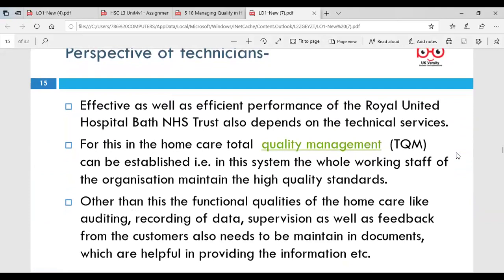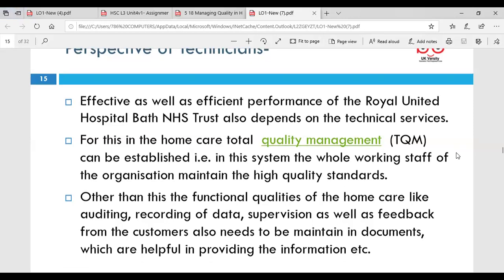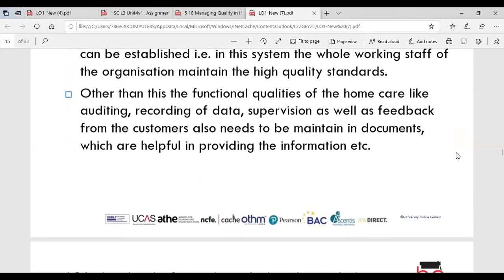Perspective of technicians. There should be effective performance of the Royal United Bath NHS Trust. It depends on technical services. There's a term called total quality management, which is called TQM. This is a system where the whole working staff of the organization maintain their basic objective, which is to maintain high quality standards at all times. Other aspects could be auditing, recording of data, and different feedback mechanisms from different stakeholders. They are there to provide you measures of total quality management.